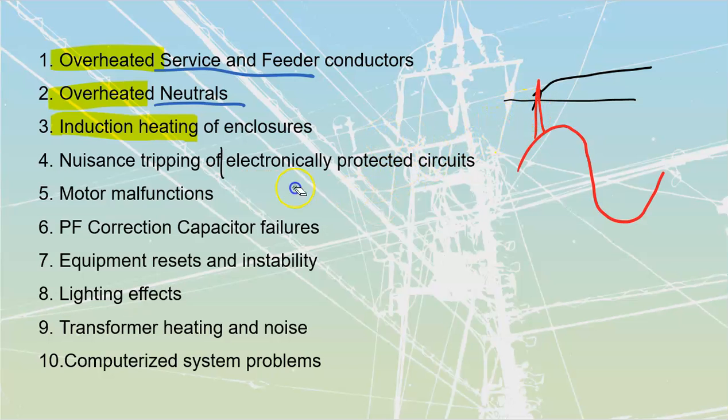So anything that's electronically protected tends to have these weird trip outs where every once in a while you go, I don't know why that thing tripped. My electronic circuit breaker or my electronic overloads on a VFD or ASD, any of those can just kick out really, really quickly.